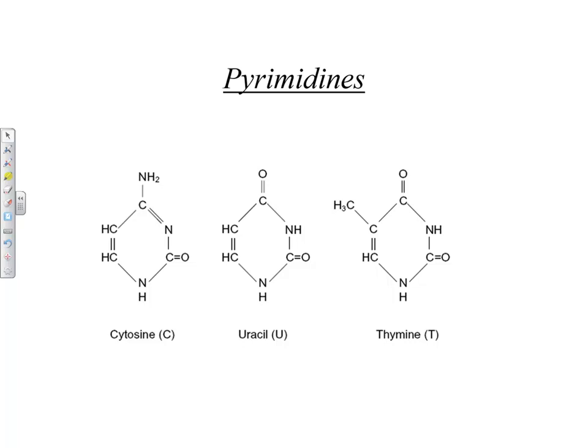I would like to point out that thymine is basically 5-methyl uracil. If you look at uracil here, at location number 5, you put a methyl group, CH3, then you get thymine. So there is a relationship between them. Again, you don't need to delve deep into this, except know that pyrimidines are these 6-member ring compounds. You have cytosine, uracil, and thymine. C and T occur in DNA. U occurs in RNA.